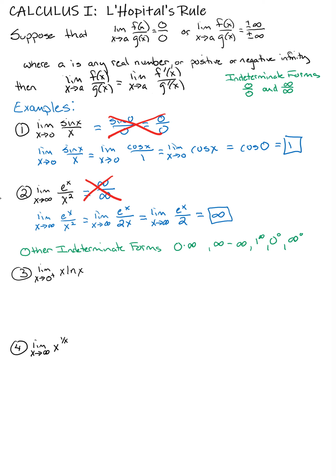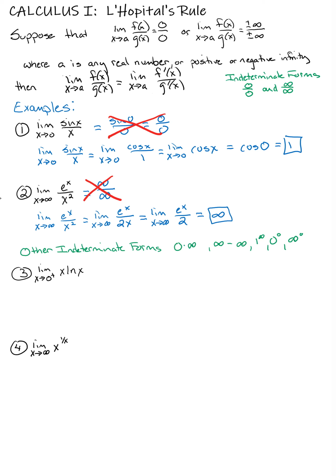Again, this only works for those indeterminate forms of 0 over 0 and infinity over infinity. And again, those infinities could be positive or negative. What if we have some of the other indeterminate forms, such as 0 times infinity, or infinity minus infinity, 1 to the infinity, or 0 to the 0, or infinity to the 0? Any of these forms, what we'll have to do is we'll want to rewrite it in one of the original forms so that we can apply L'Hopital's rule. So let's take a look at a couple of those.